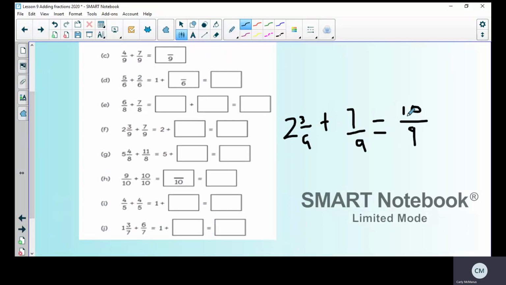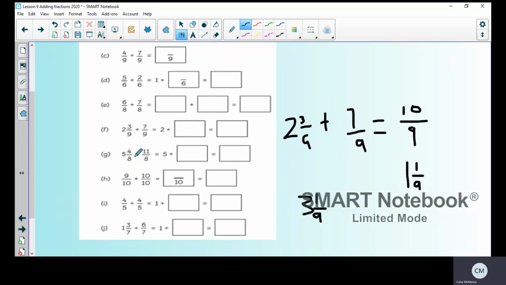Right, what we need to do is convert this into a mixed number. So how many 9s go into 10? That is 1. And how many are left over? How many parts are left over from 9 to 10? 1. And we know the denominator is 9. So that's your mixed number. Now don't forget we've got 2 wholes over here. So now we need to add the 2 whole numbers together. 2 and 1 is 3. And then we've got 1/9 left over.